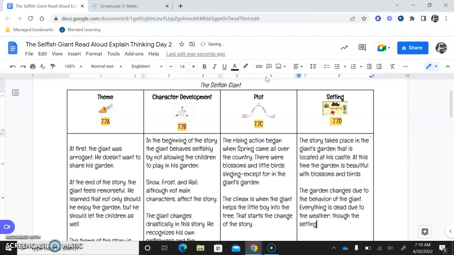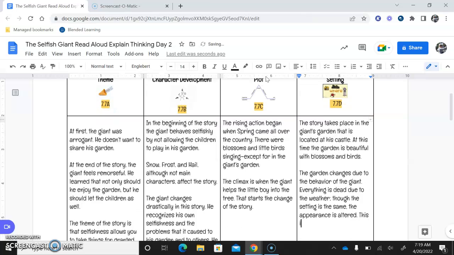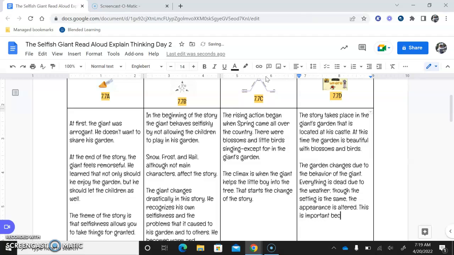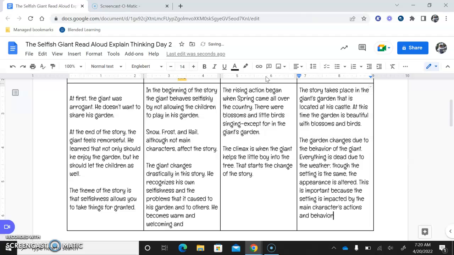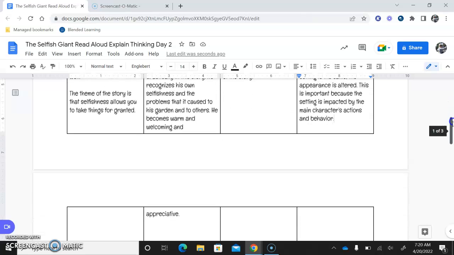So the setting, location, is the same. The appearance is altered. This is important because the setting is impacted or affected by the main characters' actions and behavior. So we can see that characters have an impact on the plot, just the way the setting has an impact on the plot and the characters.